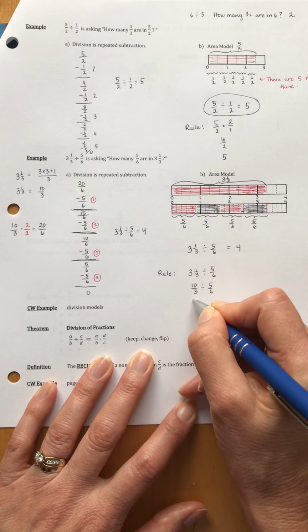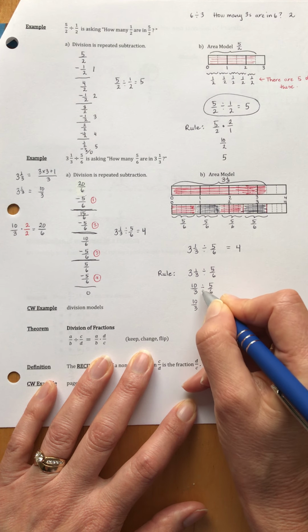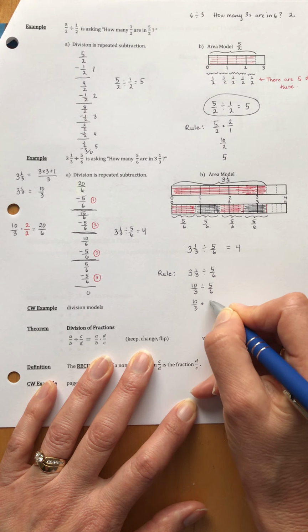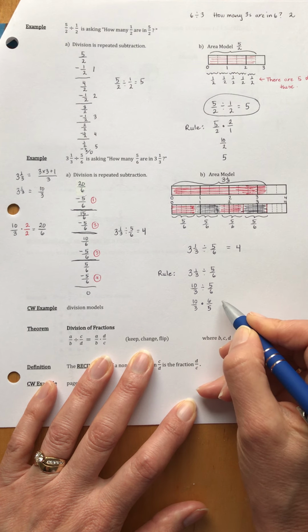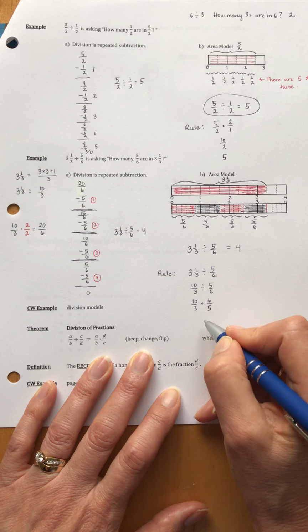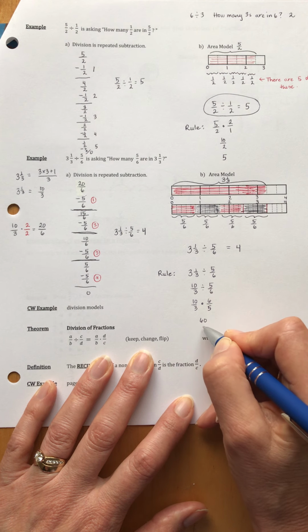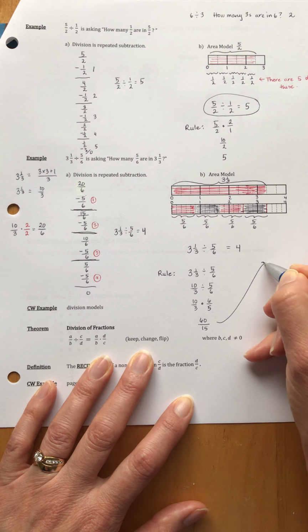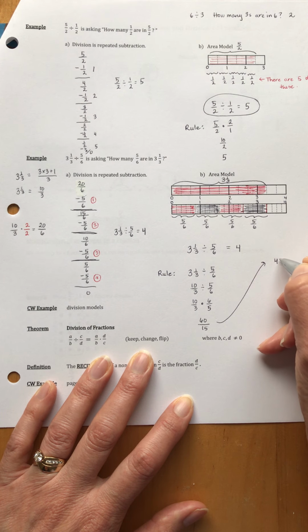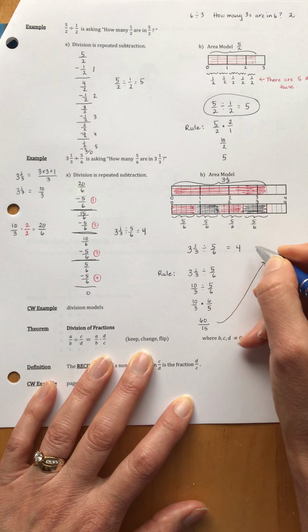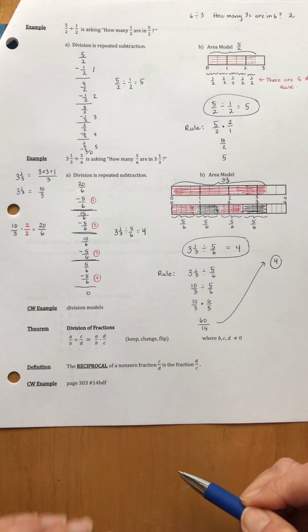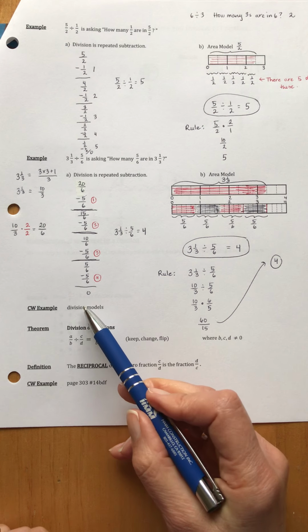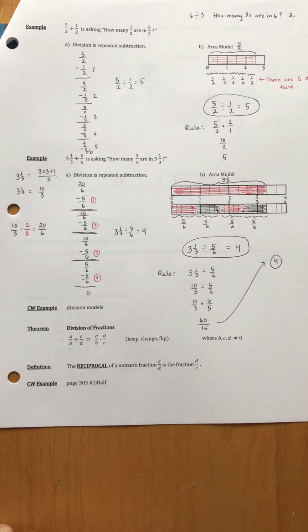Then we keep the first one, change the sign to multiplication, flip the second one. When we multiply straight across, we get 10 times 6 or 60 divided by 3 times 5 or 15. And what's 60 divided by 15? 4. So no matter which way we do it, we get the same answer. So the rule is correct. Go ahead and do your classworks and then move on to the next page.